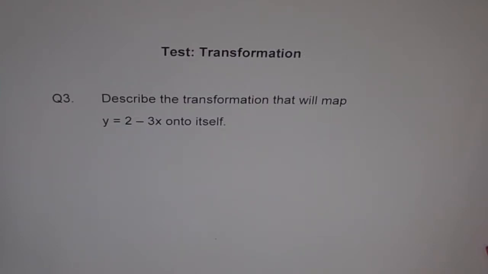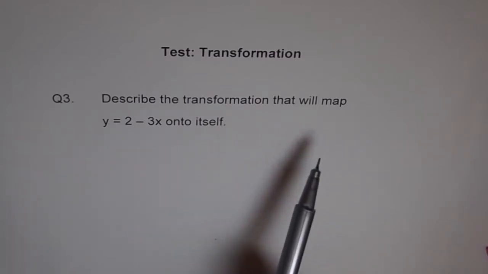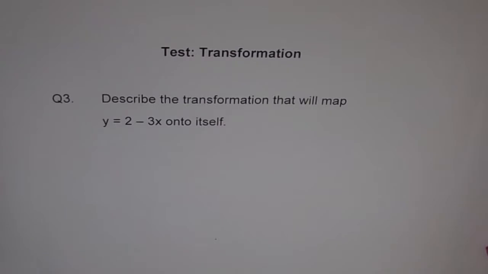This is a very interesting problem. It's based on transformation. Question 3. It says, describe the transformation that will map y = 2 - 3x onto itself. So what do we mean by this? We mean if you translate or dilate or do whatever transformation, it should be the same line.